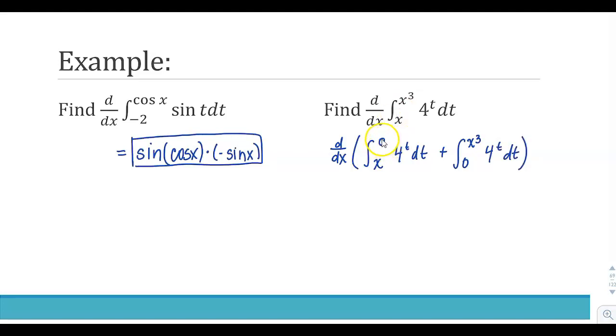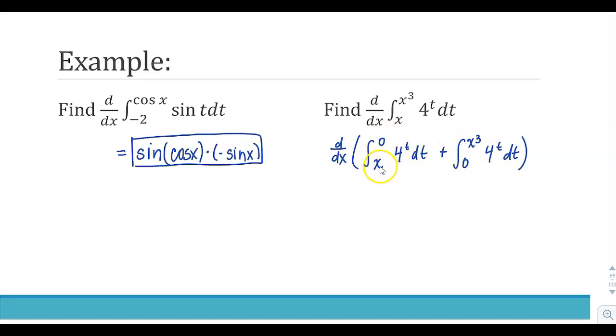And in all honesty, it doesn't matter what constant you use because the Fundamental Theorem of Calculus, part 1, doesn't depend at all on the constant value. Whatever that value of a is, it hasn't affected at all what the derivative of the accumulation function is going to be. So here, I just need to split it up at a particular constant. So I'll go with 0. So x to 0 plus 0 to x cubed.